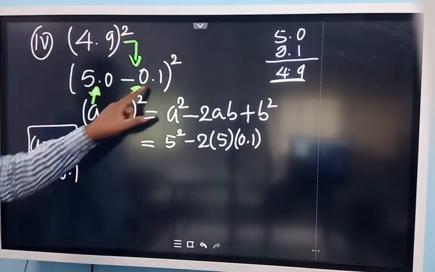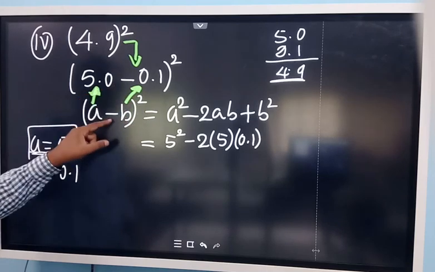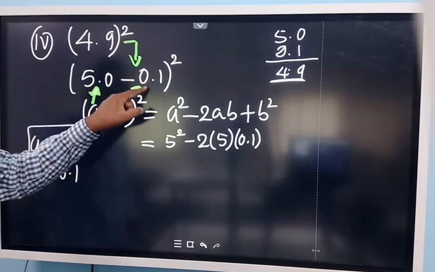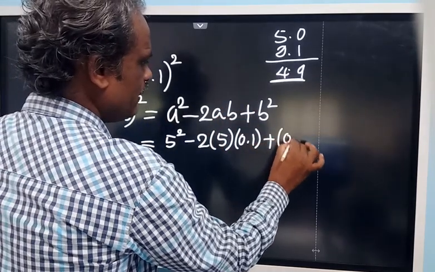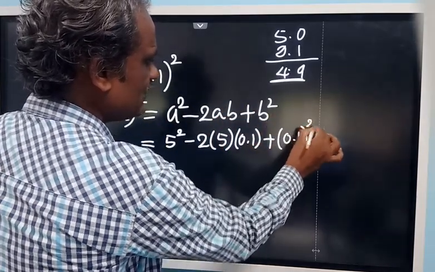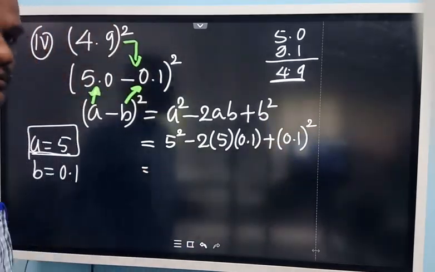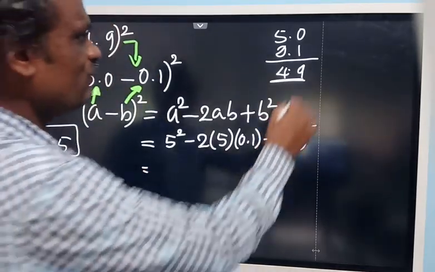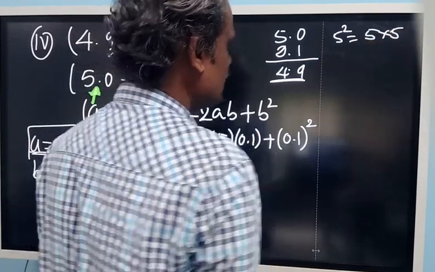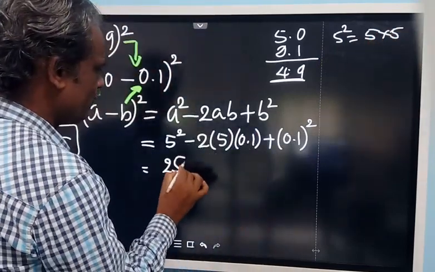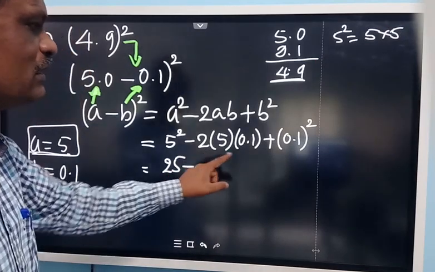B value 0.1. Minus as it is, minus and minus are there. So b takes only 0.1. Then plus 0.1 square is there, you write square. So now you know 5 square means write 5 twice, 5 into 5. So it is 25.